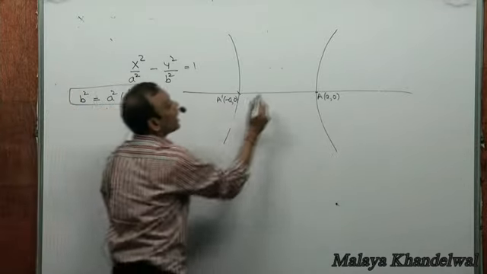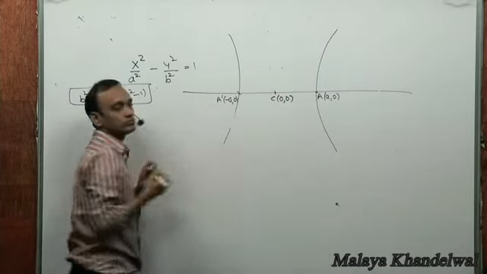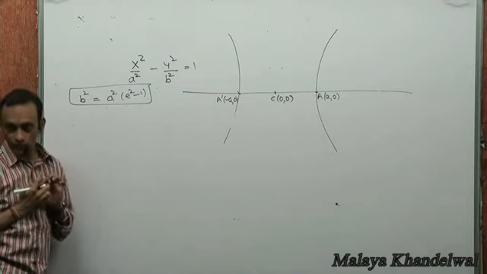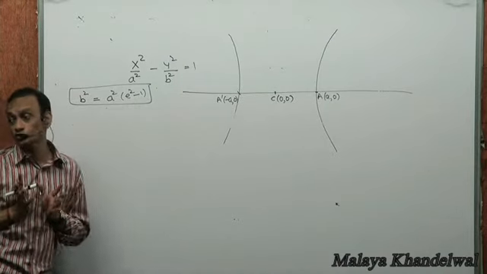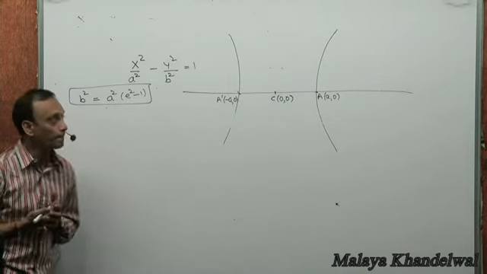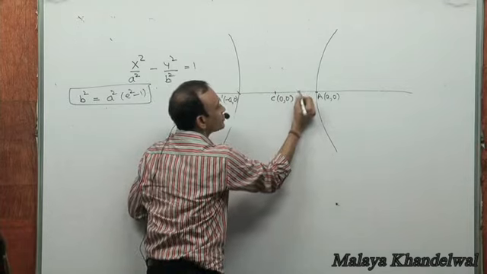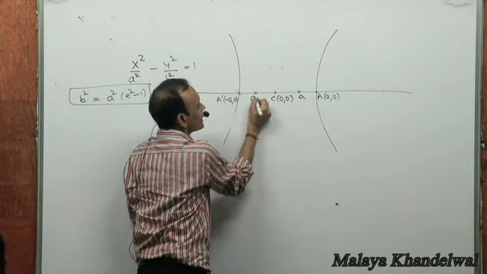Now, halfway between a and a prime was the center of the hyperbola, which is 0, 0. The center of the hyperbola is also the origin because of our design, right? With C as the center, see, these lengths are A units, isn't it? This is A units, this is also A units.